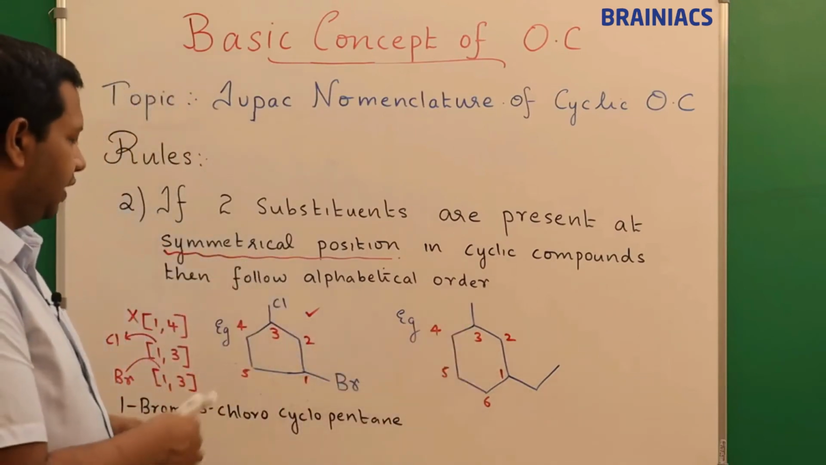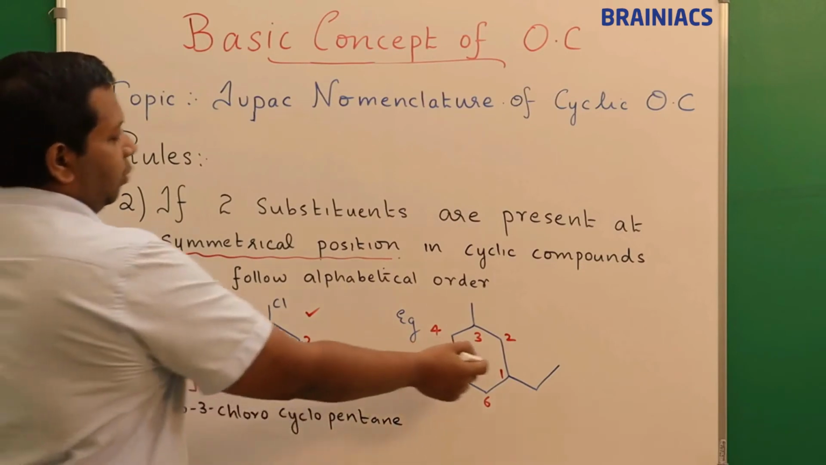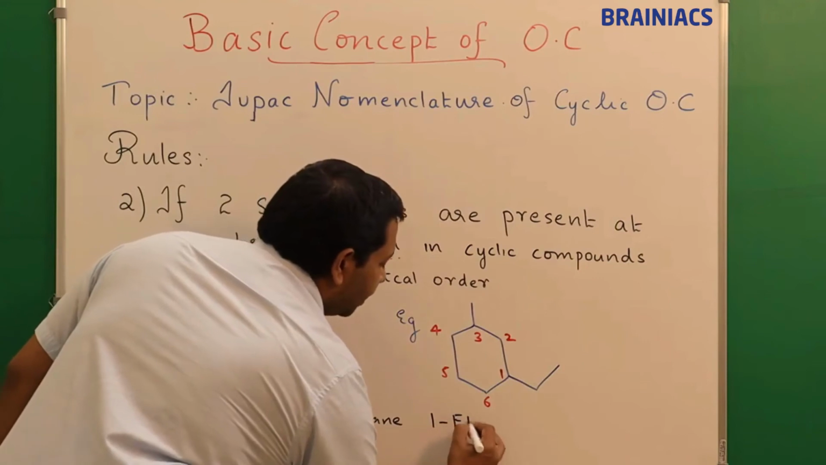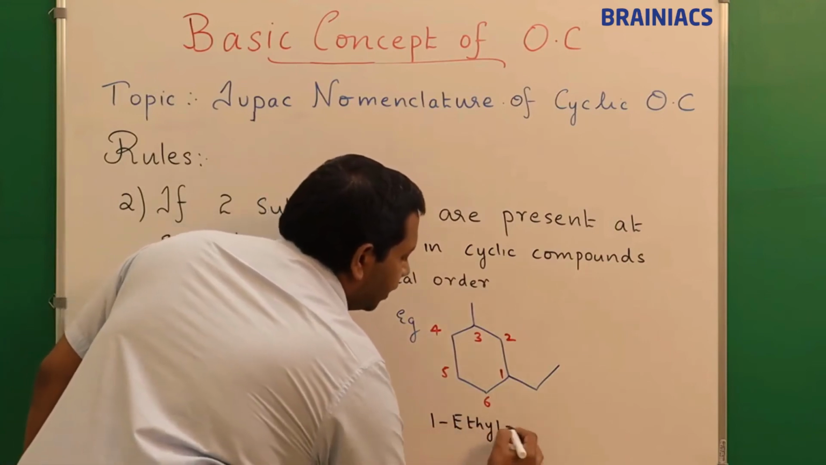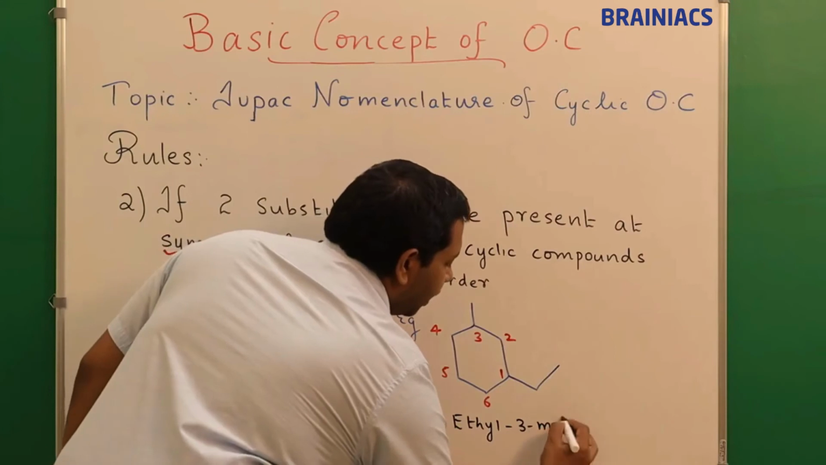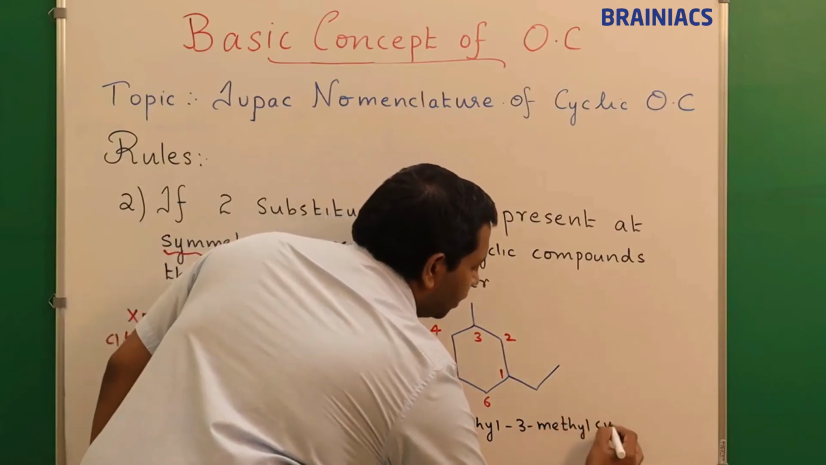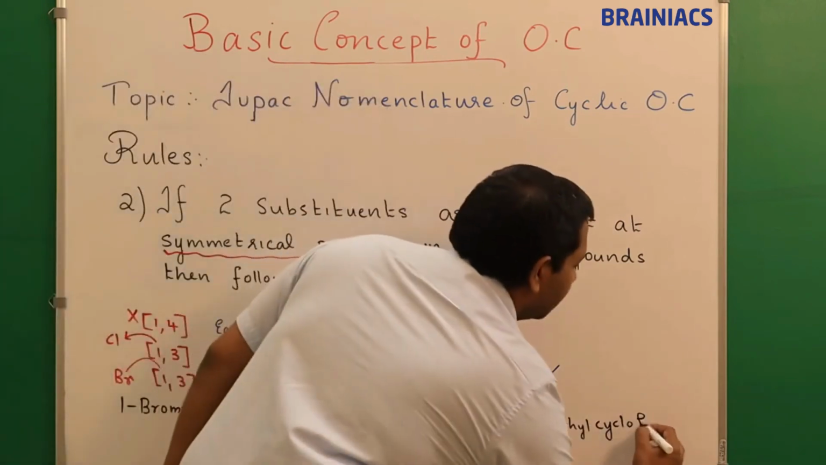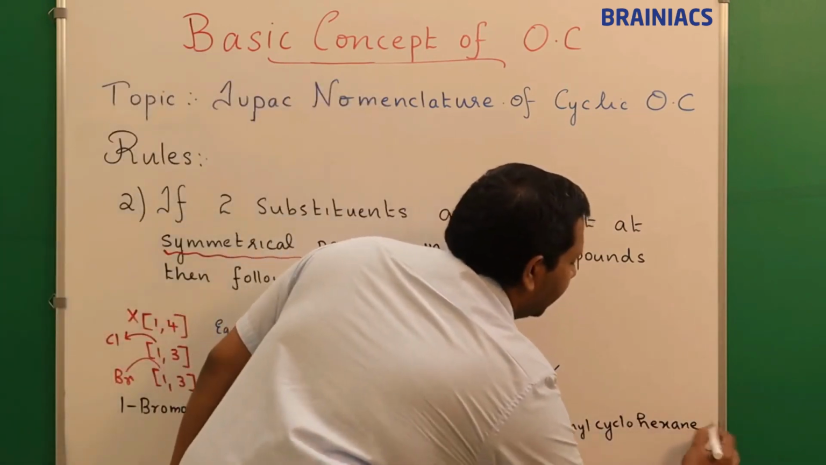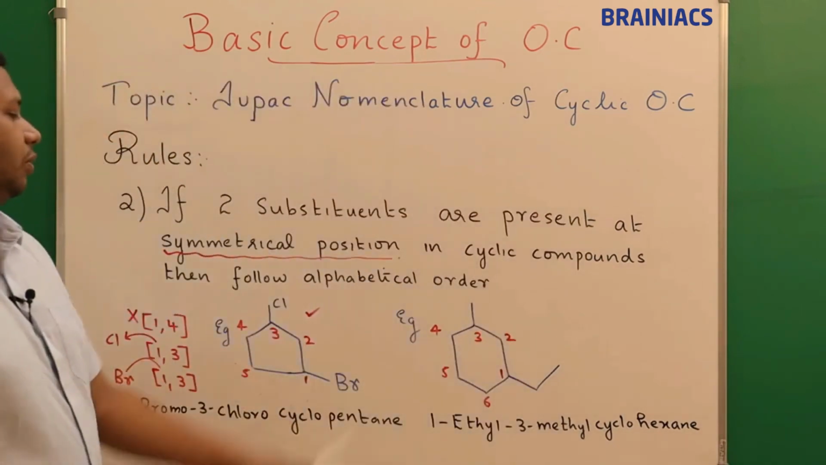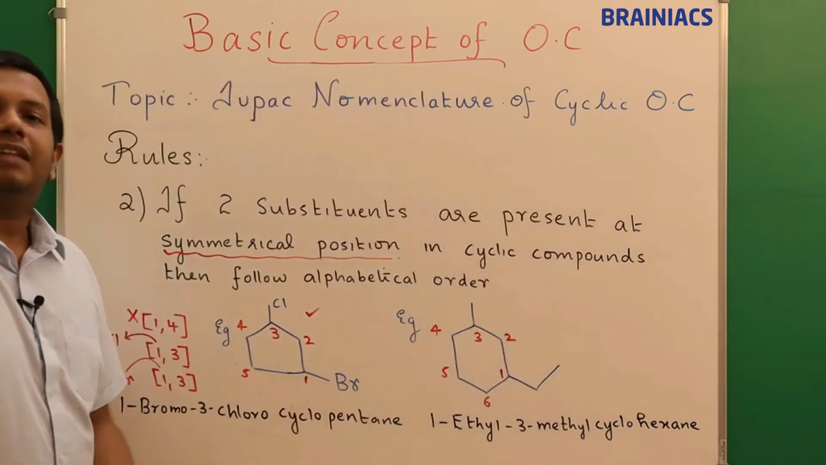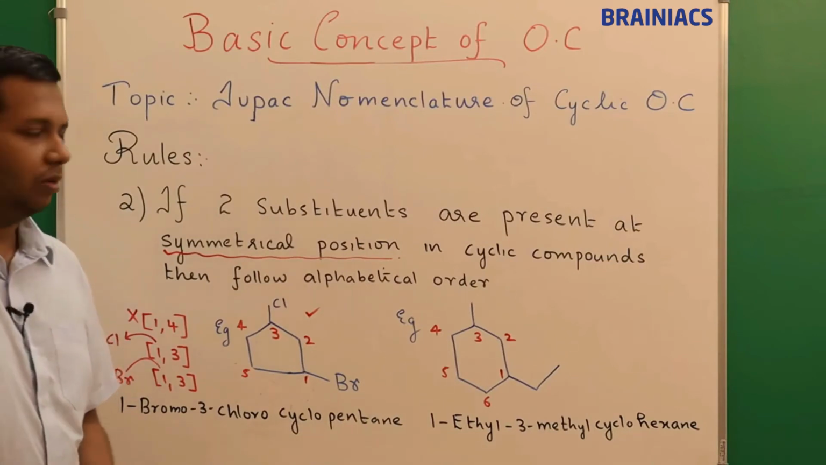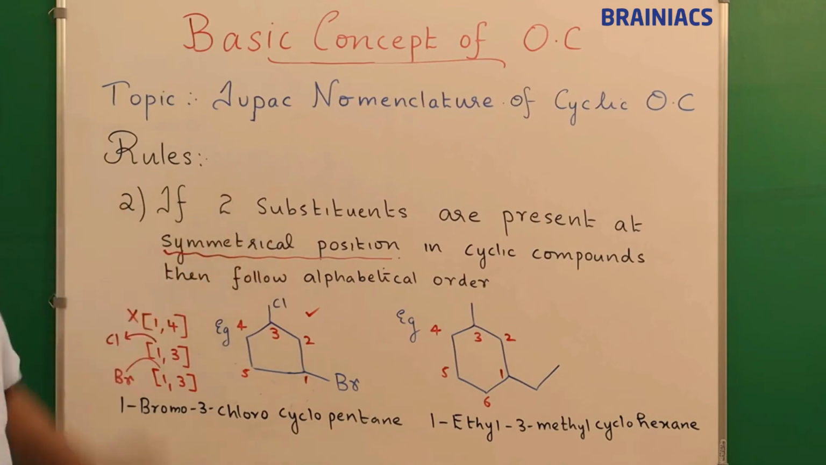Now how will I name the compound? Tell me. 1 ethyl, 3 methyl. So I will start with 1 ethyl, then hyphen 3 methyl. Cyclo, 6-membered ring, so it should be hex. All are linked through single bond, it should be ane. So this should be the name of the compound, 1 ethyl, 3 methyl cyclohexane. I hope you understood. If you have any doubt, please let me know. Okay, very important, understanding the symmetrical position.